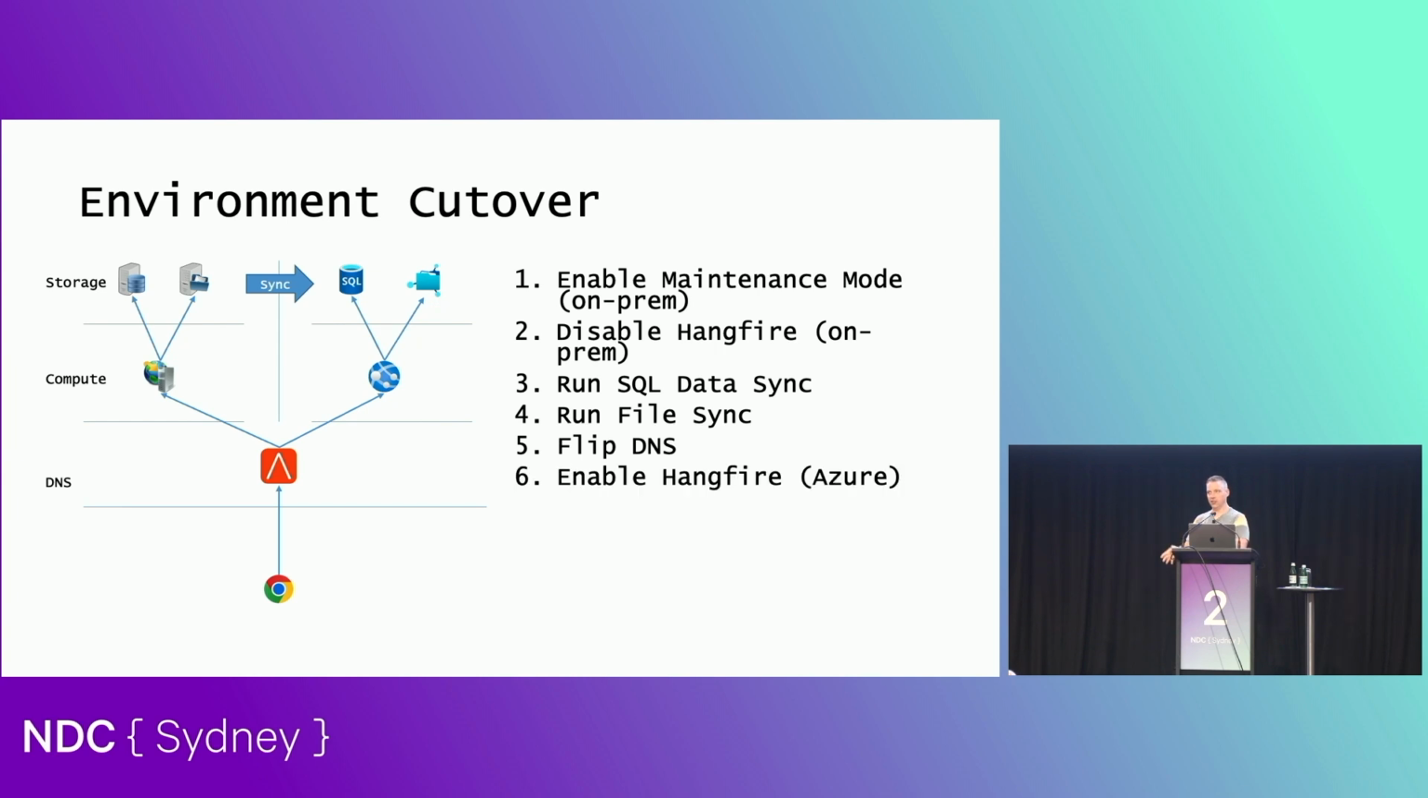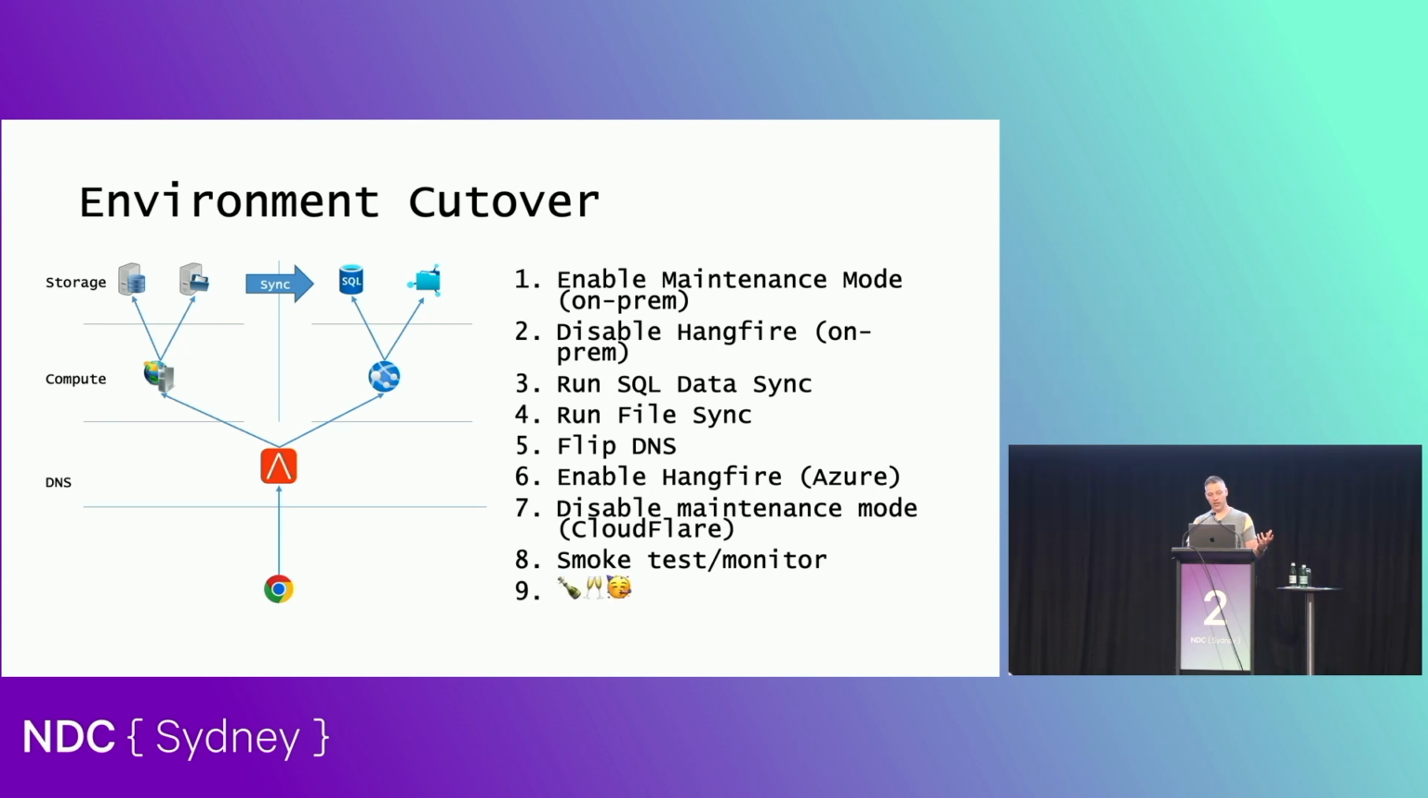Then finally, turn everything back on again over on the Azure side. So enable Hangfire, enable the applications, disable the maintenance mode. In our case, maintenance mode, we also changed over to use Cloudflare, so we disabled maintenance mode in Cloudflare. Smoke test and monitor and make sure everything looks good. And then finally, pop the cork, pop the champagne, because it all worked.